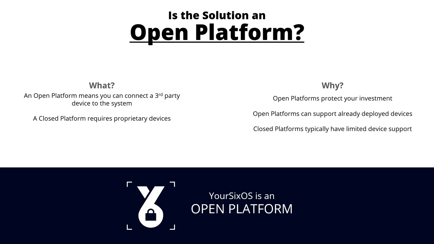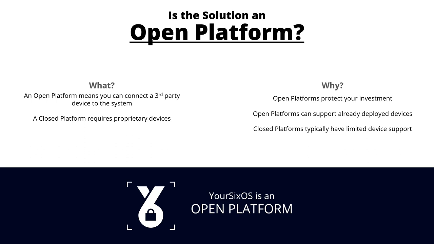An open platform means you can connect a third-party device to the system. In turn, a closed platform requires proprietary devices. This is a vitally important distinction because it affects your ability to protect your investment. If you go with a closed system, then those devices only work on that system. If, for some reason in the future, you want to work with another cloud security provider, then you will need to rip and replace all of those devices.